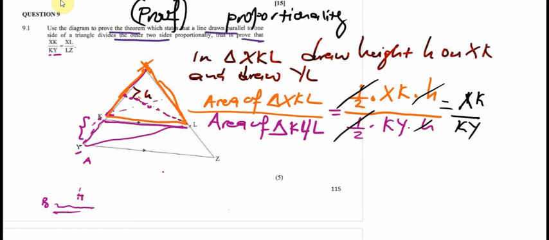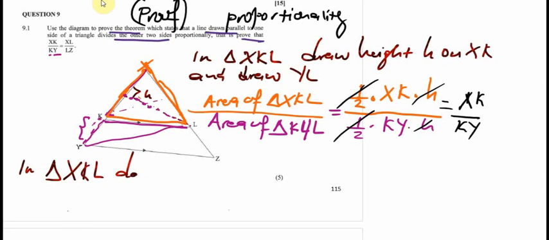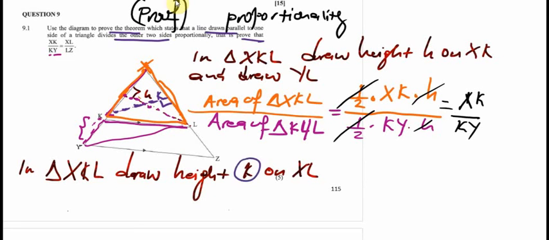Now that you saw that I used these triangles, I'm going to make the last big statement. We're going to say, in triangle XKL, the orange triangle, we're going to draw a height. Maybe now the height is from K on XL. So on XL we're going to draw something. Let me use this color. We draw a perpendicular height, so it's height K on XL. So this is XL, you have your height from K.